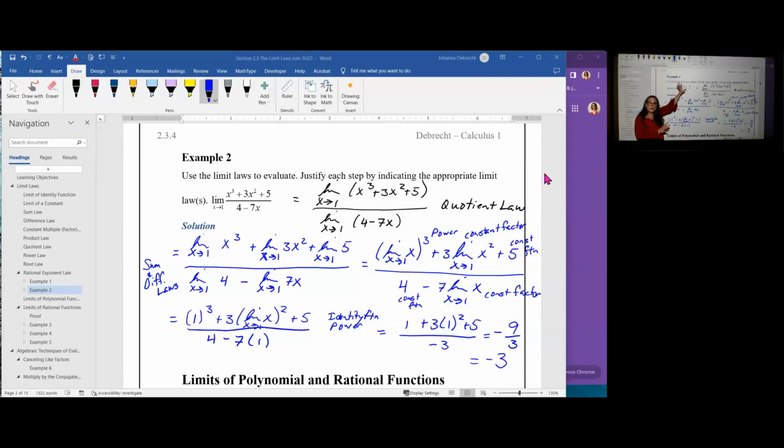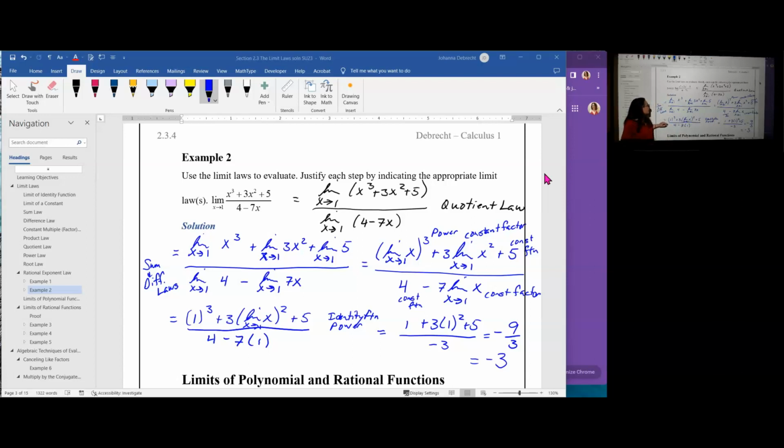Let's now examine the different laws used here. First, following the reverse of the order of operations, I'm going to split it into the quotient of two different limits using the limit law. Then I split apart the numerator using the sum law and the denominator using the difference law. Then I can split this first term where I have x raised to the third power using the power law and factor out the 3 using the constant factor law. This last one becomes the limit of a constant function, which as we know gives us the value of the constant function, here 5.